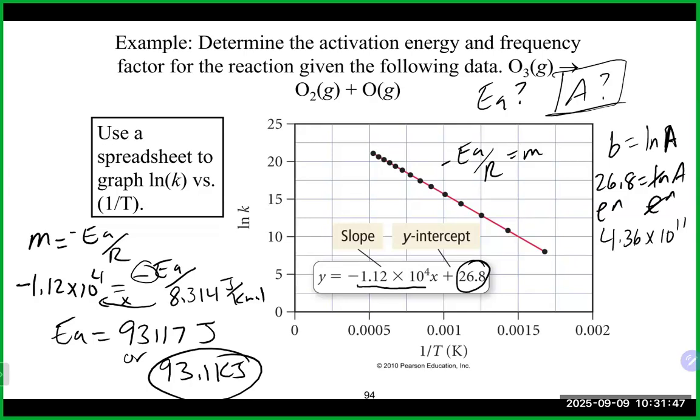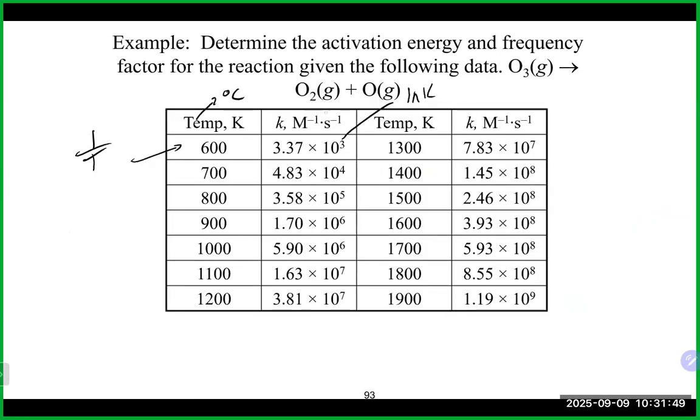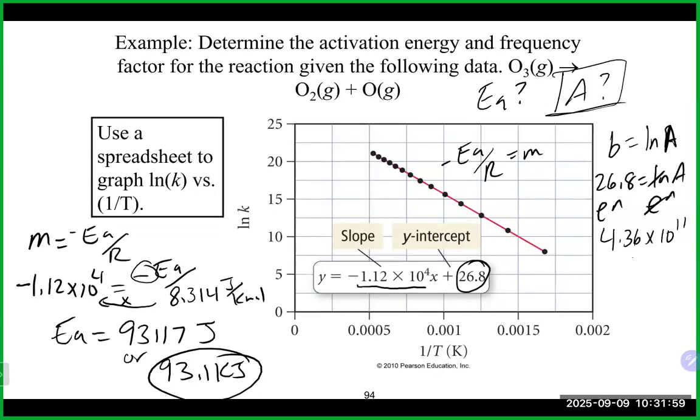As I mentioned earlier, typically the units of the frequency factor are the same units as you have for k. So you can go back to your table here and see that it is basically 1 over molar seconds that are the units associated with that. Any questions on how to graphically determine those things?